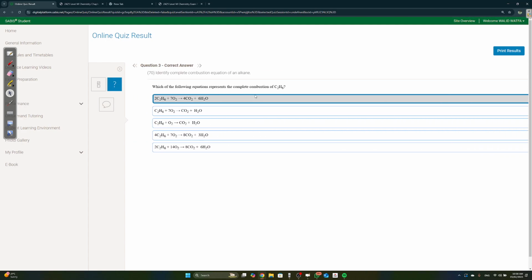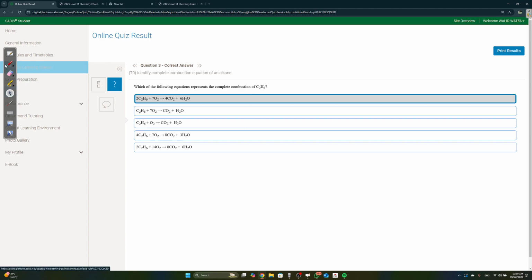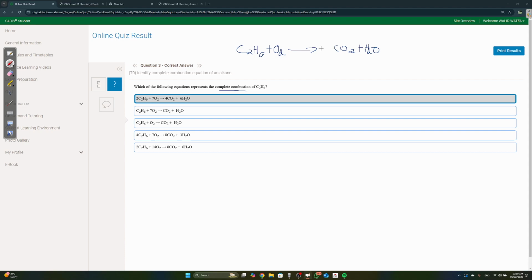Question 3, which of the following represents the complete combustion of C2H6? So, remember, alkanes can undergo combustion reactions. This is from last week. A complete combustion produces CO2 and water, and obviously it's just reacting with oxygen because that's what a combustion is. If you want to balance, you have 2 carbons here, but only 1 carbon here, so you need to multiply by 2.